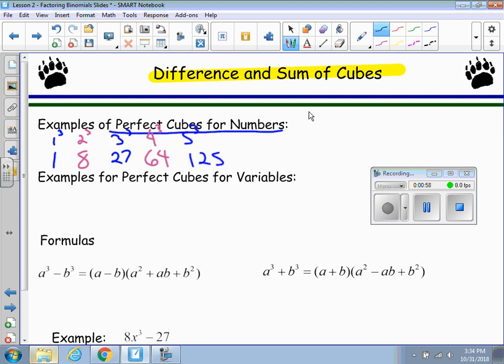And really, we want you to know up to about 10 cubed, but remember, you can always double check with your calculator to see if something is a perfect cube by hitting math option 4 to cube root. Okay, that'll change in the future with Desmos, but for right now, we're here.